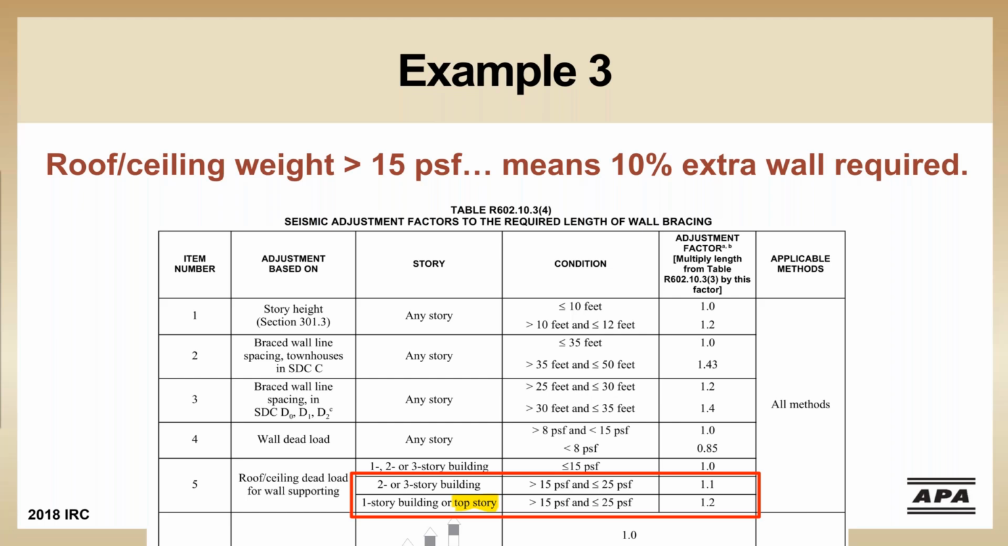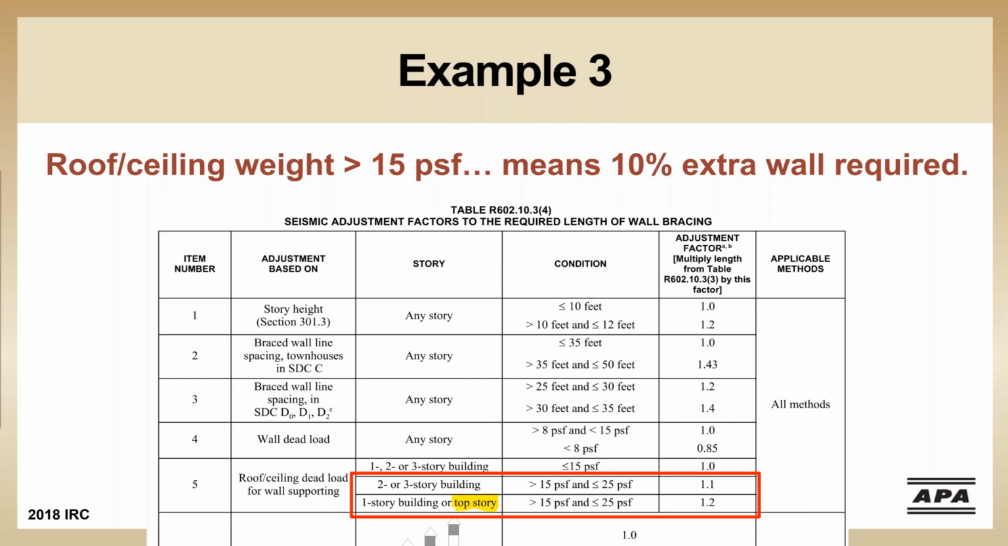Let's look at table R602.10.3 for the adjustment factor for our roof ceiling assembly, since it's greater than 15 pounds per square foot. Looking at the table, we have an adjustment factor of 1.1 for the first floor and an adjustment factor of 1.2 for the second floor. Note that any top story would get the 1.2 factor.